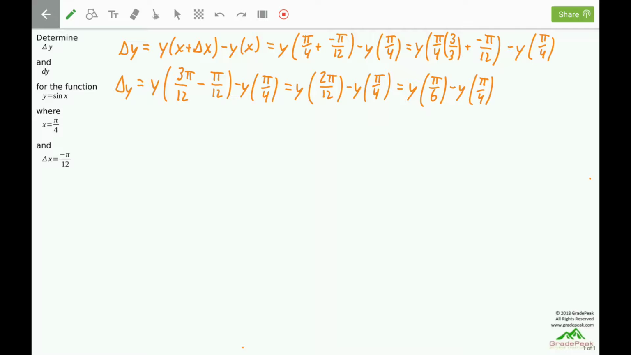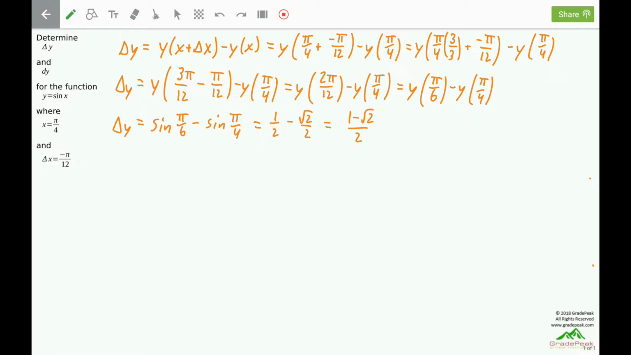These can each be evaluated using the function y equals sine x. So delta y will equal y of pi over 6, which is the sine of pi over 6, minus y of pi over 4, which is the sine of pi over 4. And we will have the sine of pi over 6, which is 1/2, minus the sine of pi over 4, which is root 2 over 2. These are already over a common denominator, so they can be combined: 1 minus root 2 all over the common denominator of 2. There's our delta y.